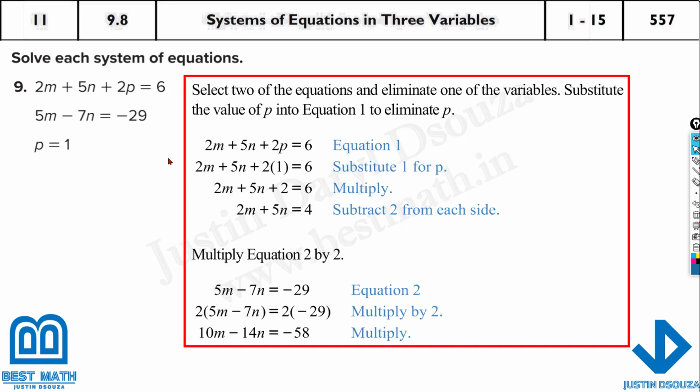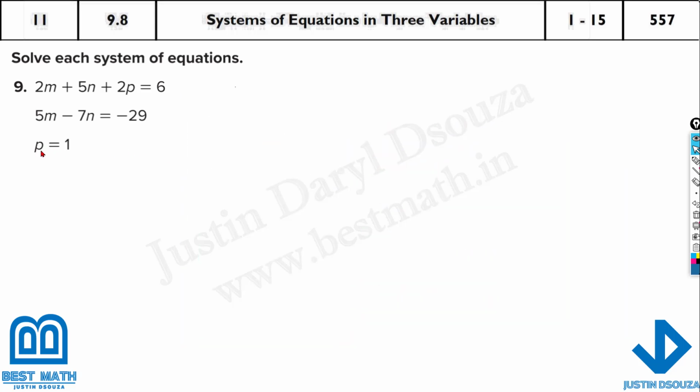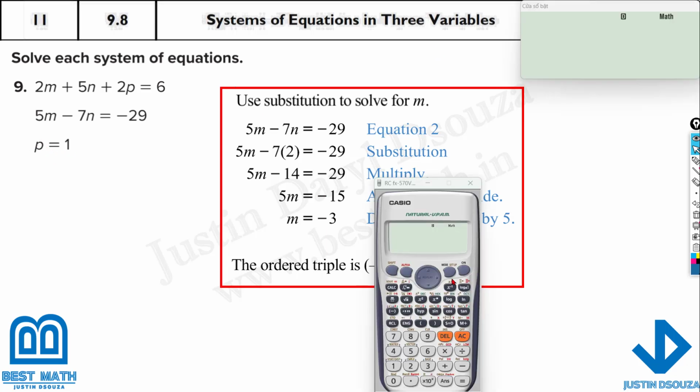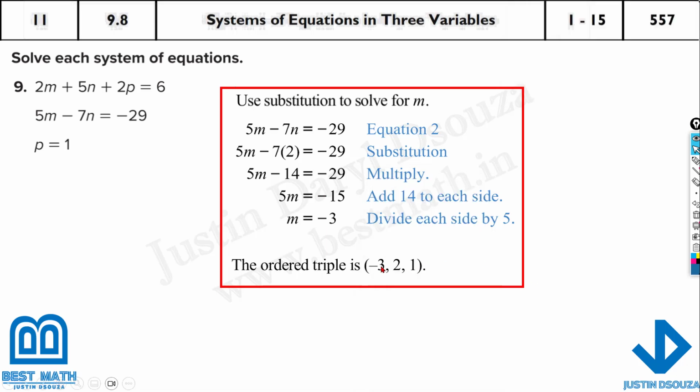I'll just solve this one quickly here because in the last equation, you can see it is 0, 0, and p. Let us click on MODE 5 2. Let's type in the coefficients. It's 2, 5, 2, and then the constant is 6. And here we have 5, minus 7, but there is no p value at all. So it's 0 here, minus 29. Then what do we have here? 0, 0, 1 for p. And then over here also it's 1. So the values are minus 3, 2, and 1. So those are the answers.